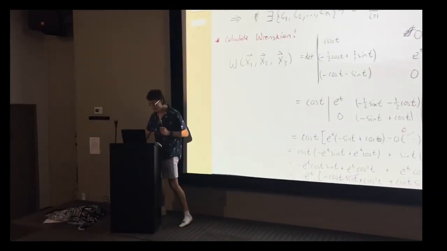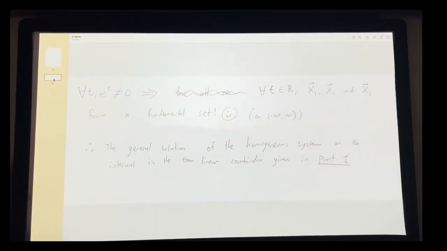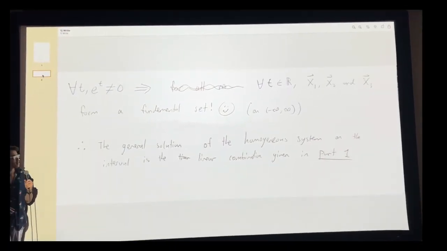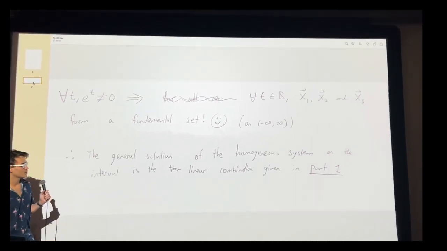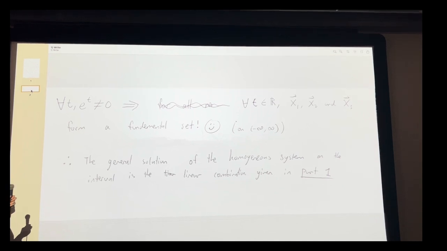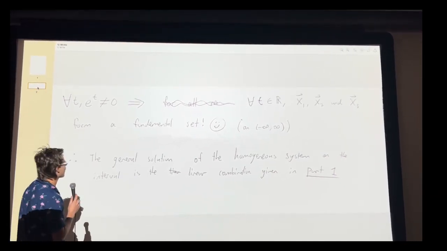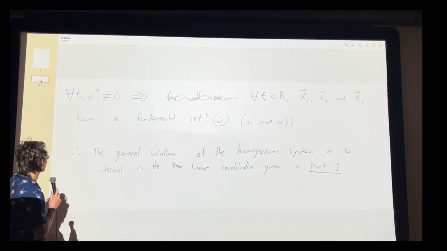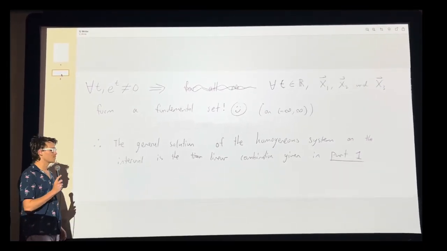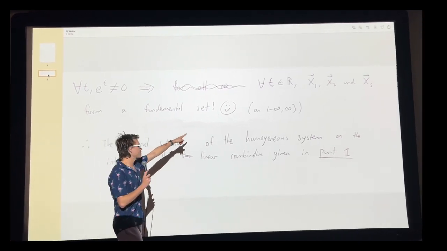And what do we know about the number e raised to the power of anything? It's never 0. Well, it's never negative either. It's always greater than 0, which implies that the Wronskian for all values of t is greater than 0. And that means it forms a fundamental set because the Wronskian is not 0 for all t. So we're happy, as indicated by the smiley face right here.